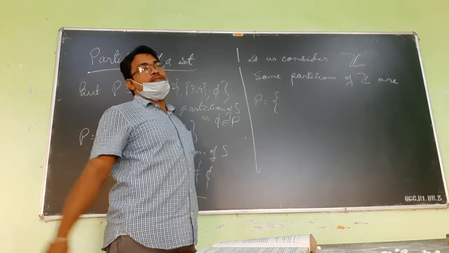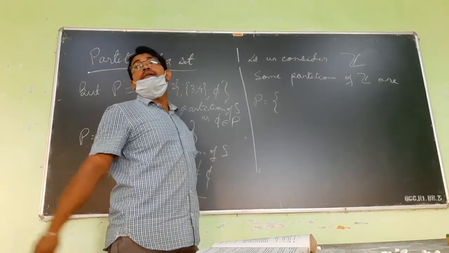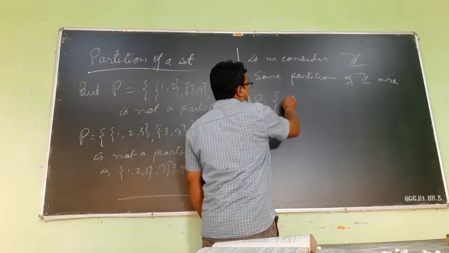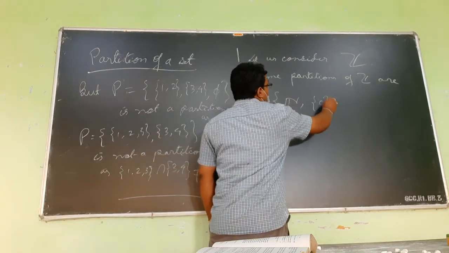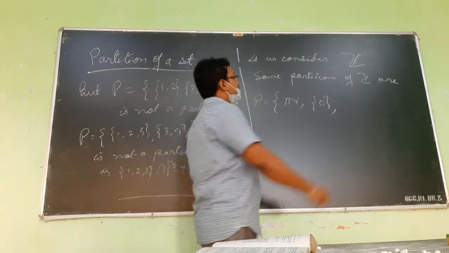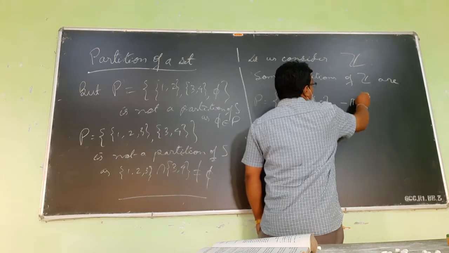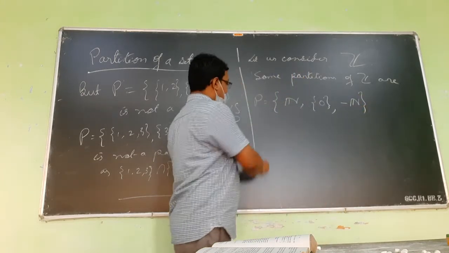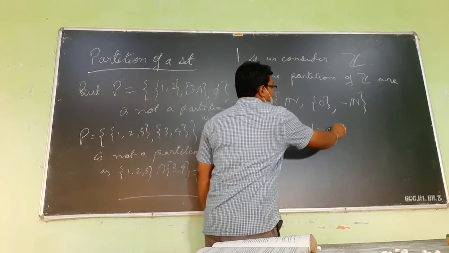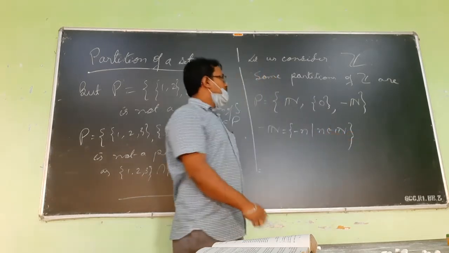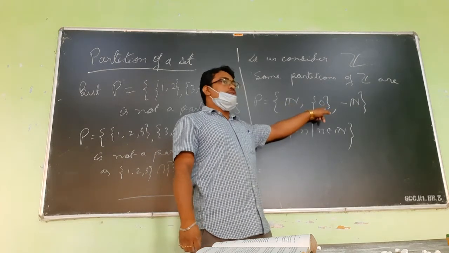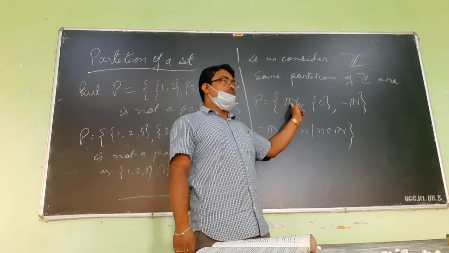Z, set of integers. Set of natural numbers, N. And 0, and what? Negative numbers. Yes, we have to include the negative numbers. Say minus N, where minus N is the set of minus n such that n belongs to natural numbers. So this becomes a partition. There is nothing common between N and singleton 0. N is the set of natural numbers.